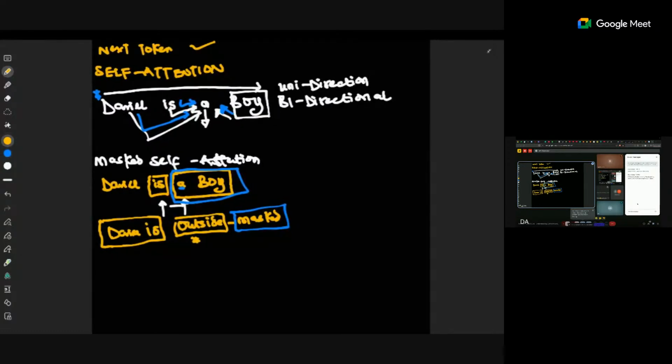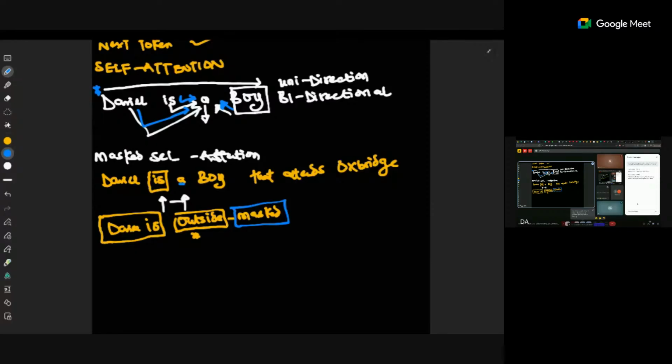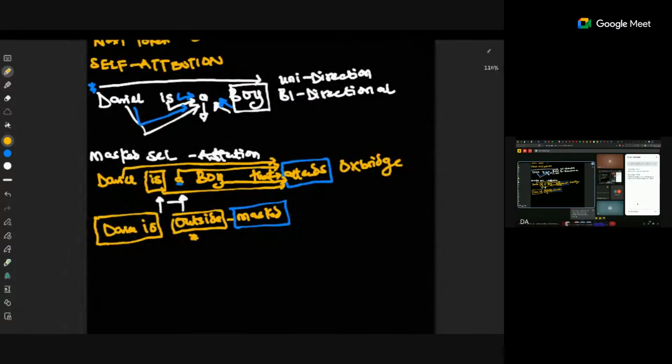Let me add more words: Daniel is a boy that attends Oxbridge, for example. And let's say we want to predict for the word attends. So Daniel will contribute to attends. Is will contribute to attends. A will contribute to attends. Boy will contribute to attends. That will also contribute to attends. Of course, with masked self-attention, at this point the model does not even know that Oxbridge exists. So this does not exist at this point.